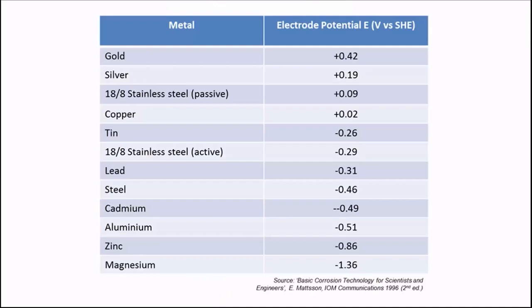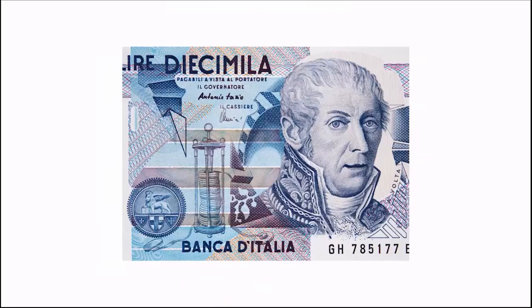Anyhow, so stainless steel is all over the place. Sometimes it's here, sometimes it's here. It's all over the place depending on whether it's active or passive.